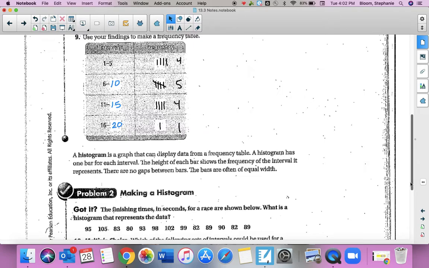So again, in a frequency table, you have intervals, and the intervals need to be equal, not overlap, and have no gaps.